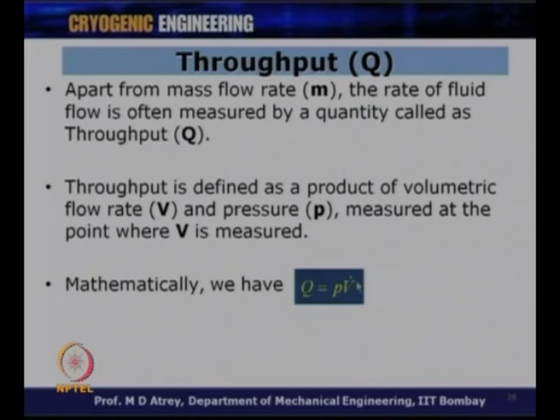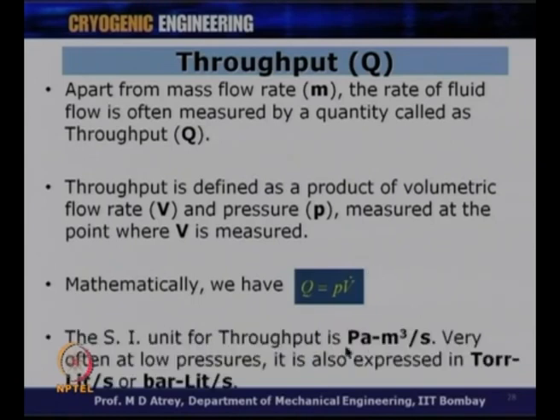Volumetric flow rates, let us say liter per second, liter per minute, liter per hour, or any other dimensions we can have, and for pressure, we can have dimensions such as torr or bar or millibar, kilopascals or whatever. So, the SI units of throughput are Pascal meter cube per second, Pascal for pressure, meter cube per second for volumetric flow rate. Very often at low pressure, it is also expressed in torr liter per second. Mostly I have seen in various places torr liter per second or millibar liter per second. Torr is for pressure, liter per second or meter cube per second is for the volumetric flow rate, and this is the way normally the throughput is mentioned.